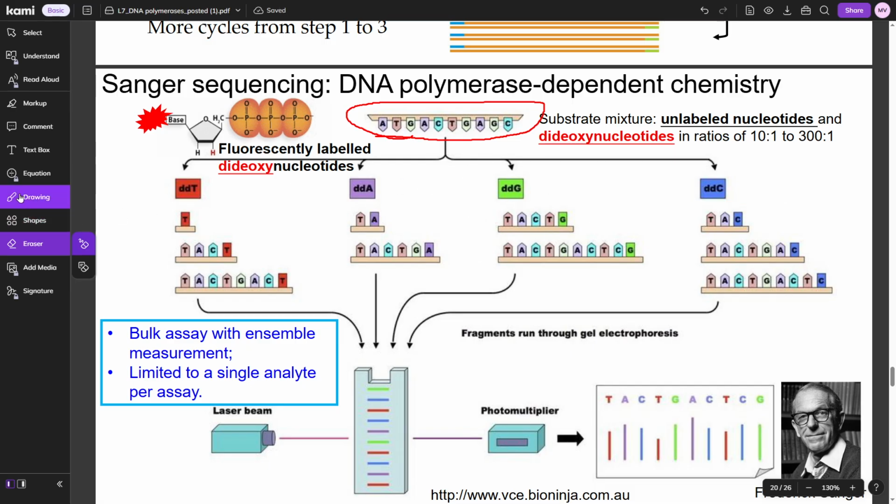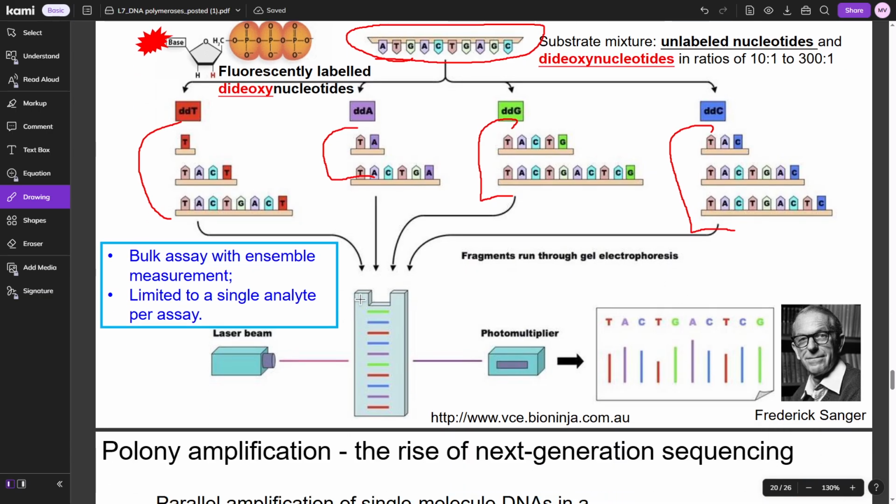But what this allows you to do is, remember that these DDNTPs will fluoresce if you put them in a gel. So after you've gathered all of these fragments that have varying lengths because of the ratio of DDNTPs to normal DNTPs, you're going to put it in a gel, and you're going to run the gel. And remember that shorter fragments travel to the bottom. This is a gel electrophoresis, by the way. Shorter fragments travel to the bottom.